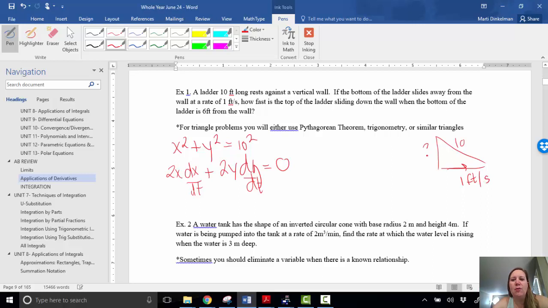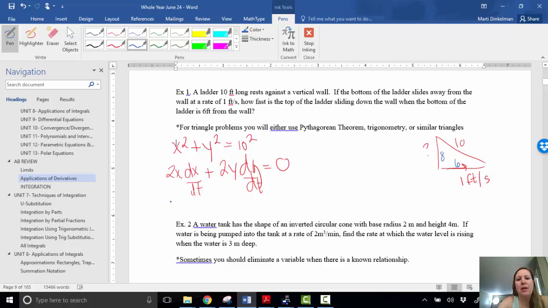So we're looking for this rate. And then we're talking about when the ladder is 6 feet from the wall. So I'm going to go ahead and put that in here now because we're going to use it. This must be a 6, 8, 10. I'm just thinking of the 3, 4, 5 and doubling it, but we could also do Pythagorean theorem to figure that out. So I'm just going to consider this part to be x here, this horizontal part, and the vertical part to be y.